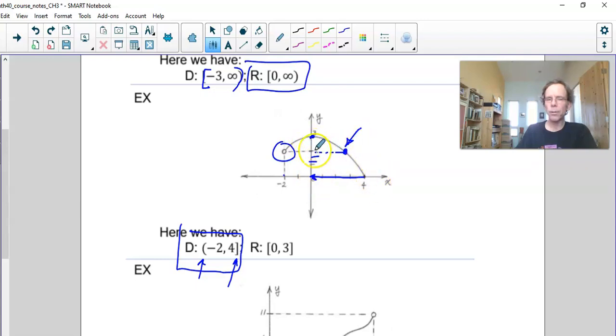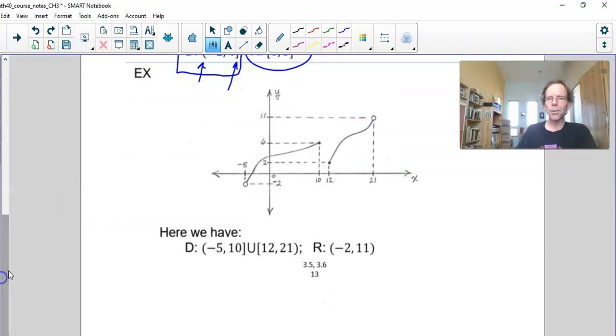There's no holes anywhere. In fact, there's some y's that are doubled up. We see those values twice. Some we don't. Right down here, we only see a y value once. But the y values you see are everything from 0 to 3, including 0 and 3.